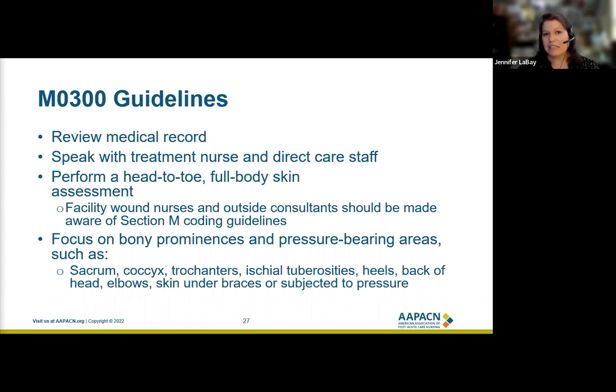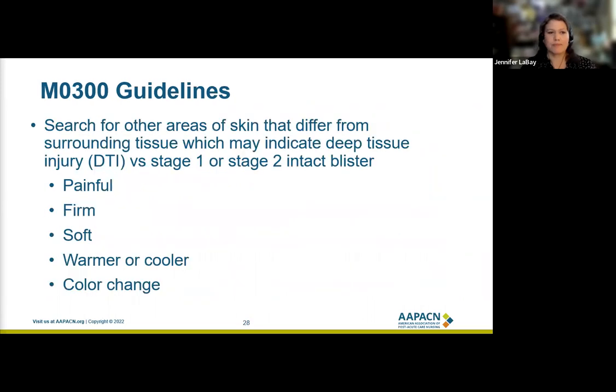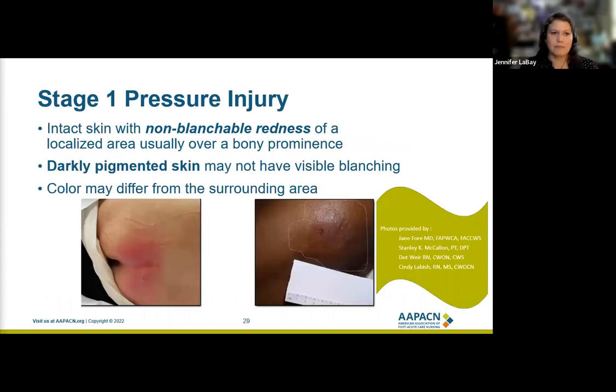Facility wound nurses and outside consultants should be made aware of the Section M guidance. And you want to focus on bony prominences and pressure bearing areas: sacrum, coccyx, trochanters, ischial tuberosities, heels, back of head, elbows, skin under braces, anywhere that there's pressure. You want to search for areas that differ from that surrounding tissue, which may indicate a deep tissue injury versus that stage 1 pressure injury or stage 2 intact blister. Pain, firm, soft, warmer, cooler, color change. So we need to decipher which is this, staged or an unstageable deep tissue injury.